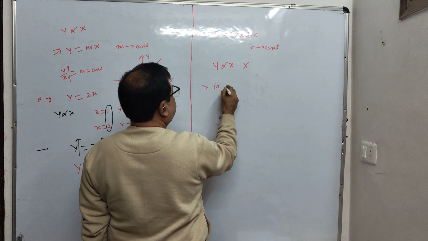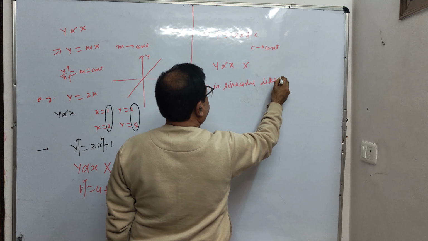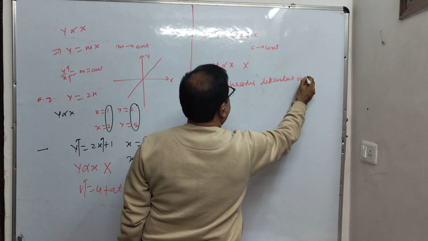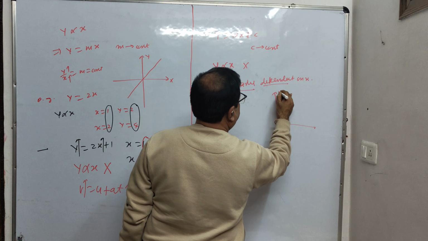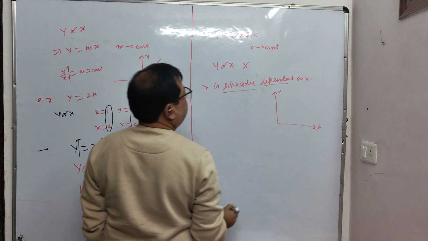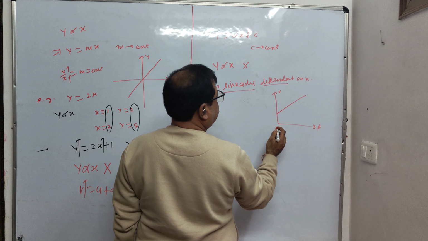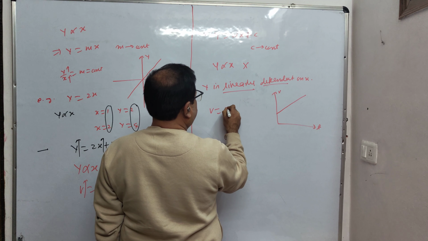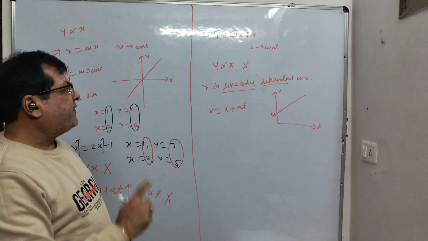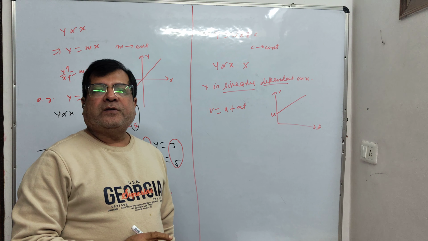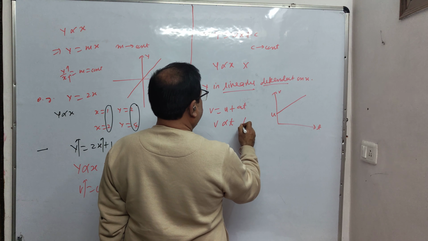So y is linearly dependent on x. This is linearly dependent. When you draw the graph, v versus t graph, so v is equal to u plus at. So this is the initial velocity u. See, this graph is not passing through the origin, and hence if you are writing directly proportional, this is wrong.